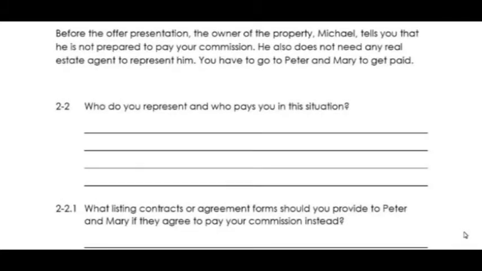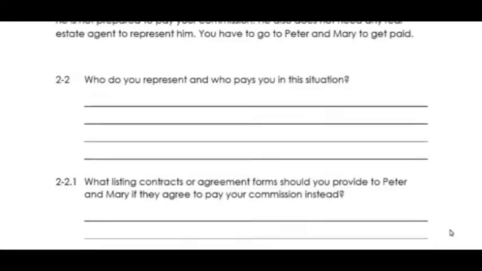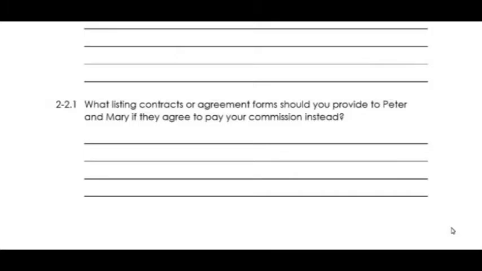Before the offer presentation, the owner of the property, Michael, tells you that he is not prepared to pay your commission. He also does not need any real estate agent to represent him. You have to go to Peter and Mary to get paid. 2-2, who do you represent and who pays you in this situation? 2-2.1, what listing contracts or agreement forms should you provide to Peter and Mary if they agree to pay your commission instead?